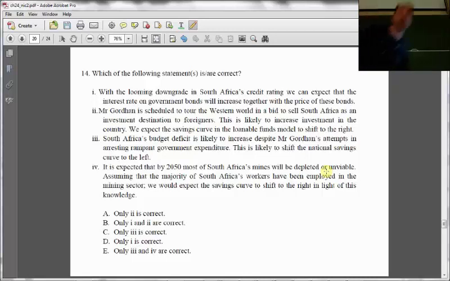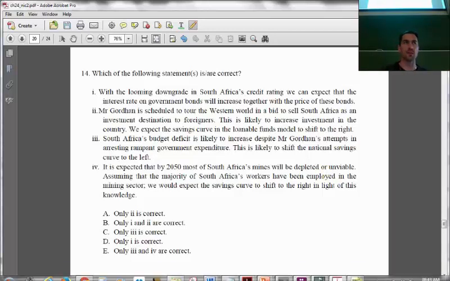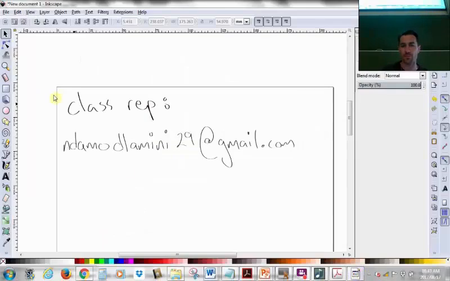Sorry. Okay, so number two, the second part. If the interest rate goes up, what happens to the price of a bond? Goes down. Remember the discussion that we had last week about the inverse relationship between interest rates and bond prices?